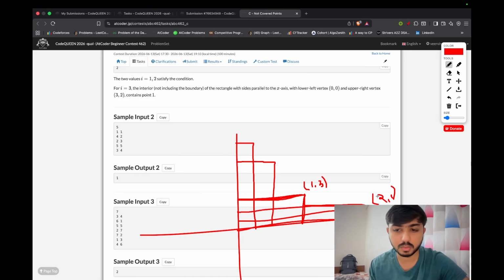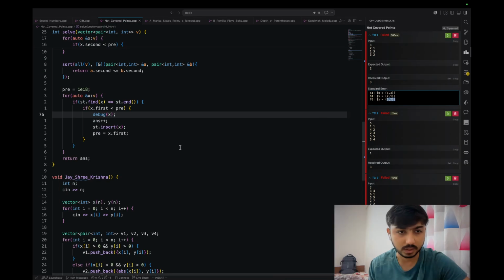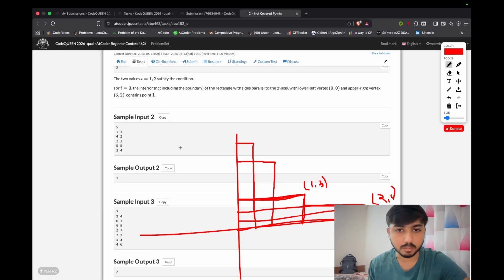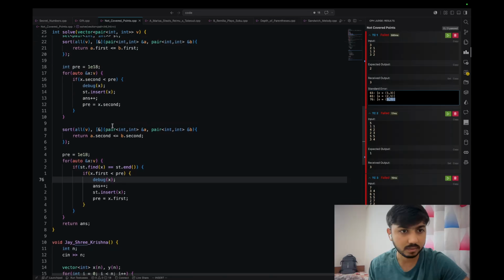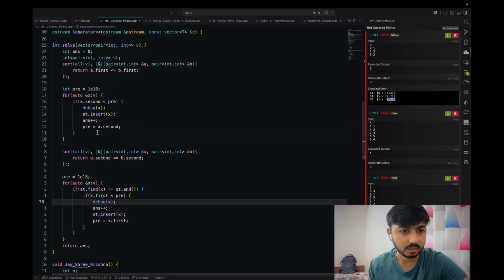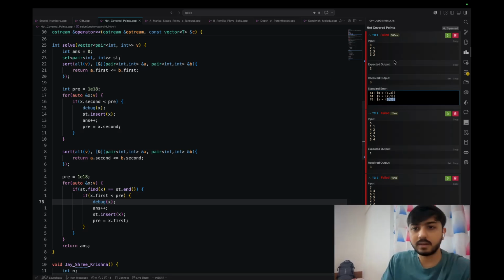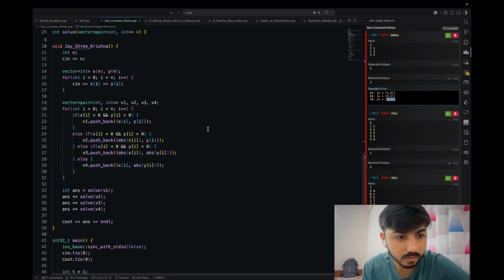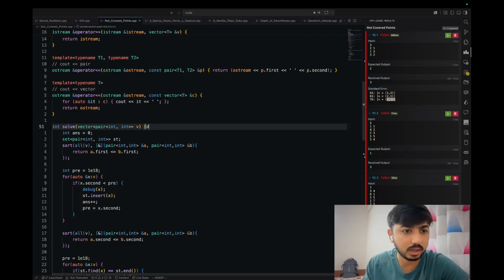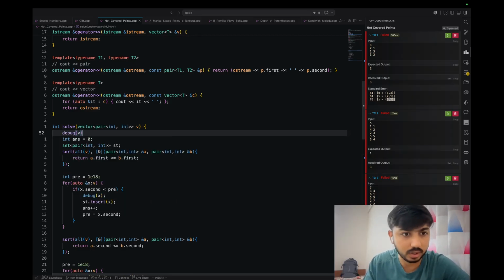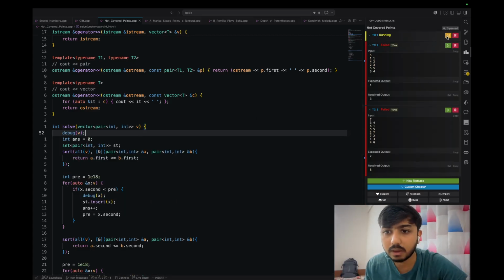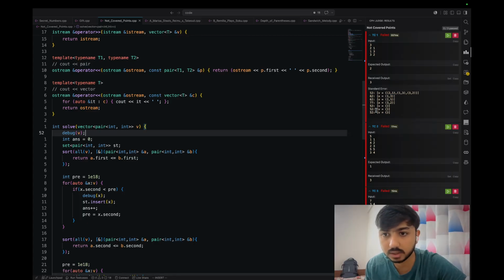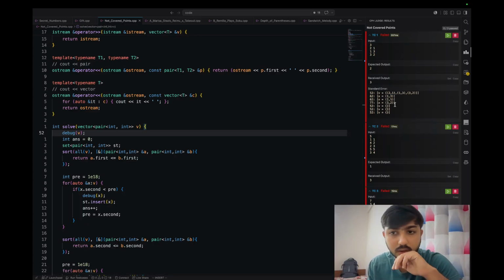3, 2. Wait, both are positive, right? So this is the entire first quadrant. Okay, we can also confirm how many elements we have in this quadrant. Everything is in the first quadrant. Okay. Yeah. Then 3, 2 is not good, right?